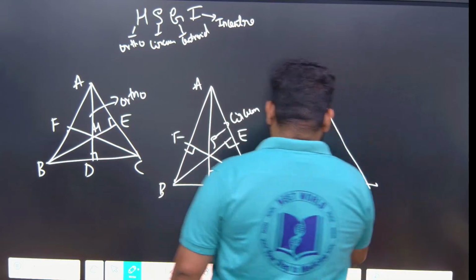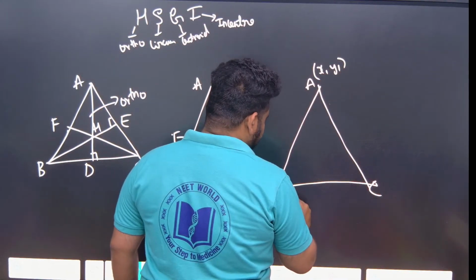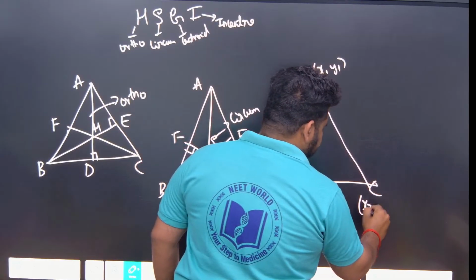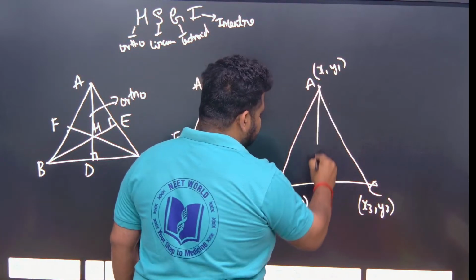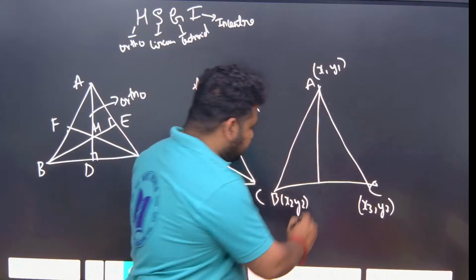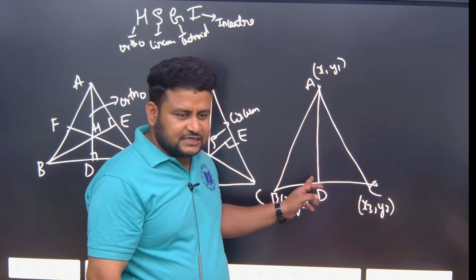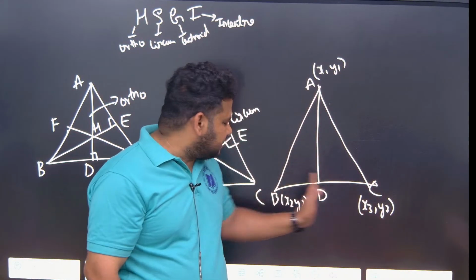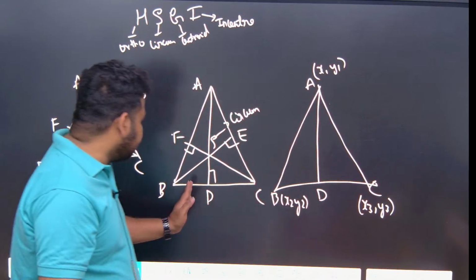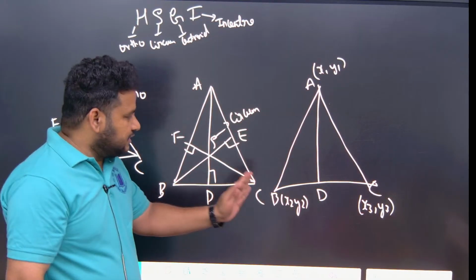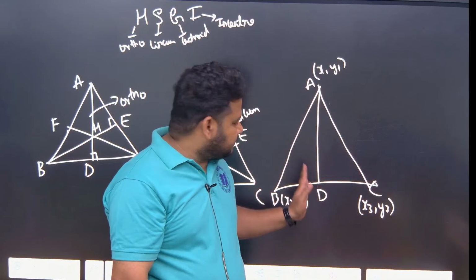If we take A, B, C, let the coordinates be x1, y1, x2, y2, x3, y3. Here you draw a line from A to BC, that is D. Here it is not perpendicular, it is only bisecting the third side, BC. D is the midpoint, that's all. In the circumcenter case it is the midpoint and also perpendicular. Here there is no perpendicular, it is only bisecting the third side.